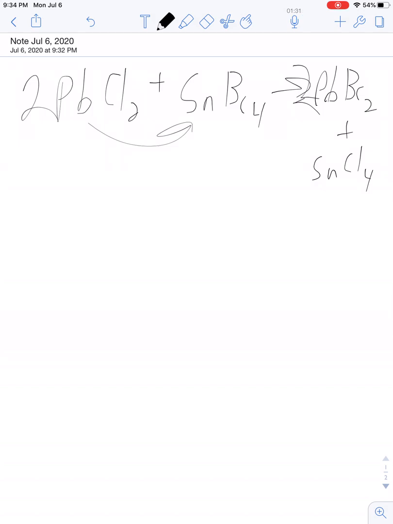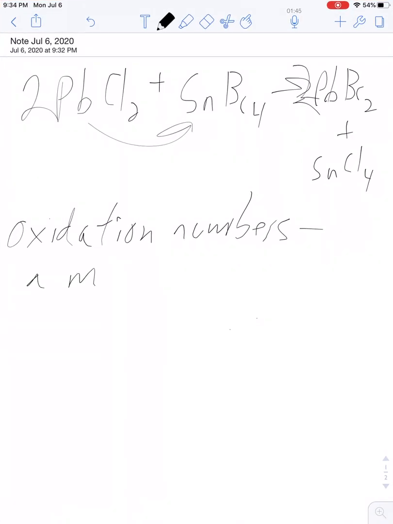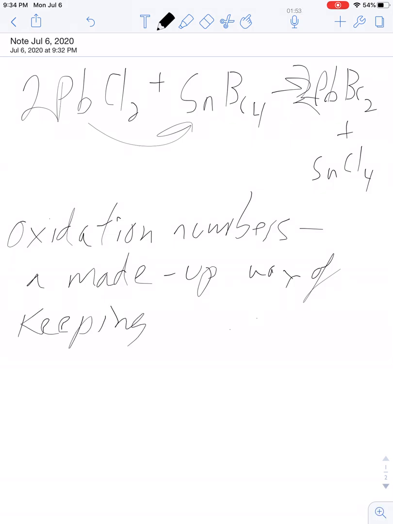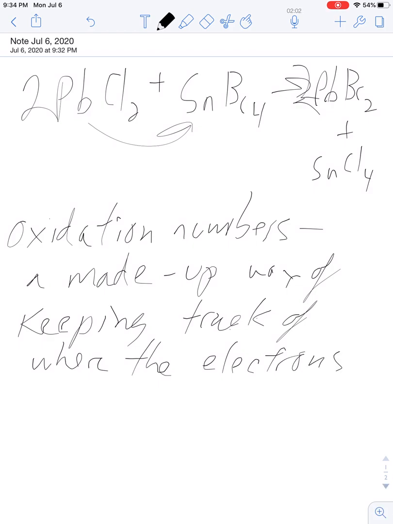So first, we're going to define oxidation numbers. And the way I would define oxidation numbers is a made-up way of keeping track of where electrons are going in a reaction. Okay?